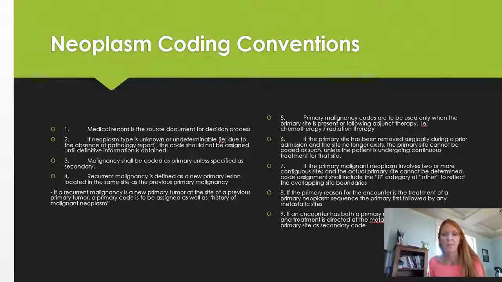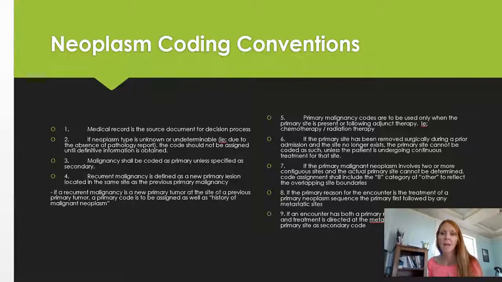If a neoplasm is unknown or undeterminable, the code should not be assigned until you have that definitive information. Malignancy should be coded as primary unless it's specified as secondary. A recurrent malignancy is defined as a new primary lesion located in the same site as a previous primary malignancy. So if it's a recurrence and it's a new tumor at the site of a previous tumor, then you code the primary cancer and a history of, because it's a new growth. Even though it's in the same site, it's still new.